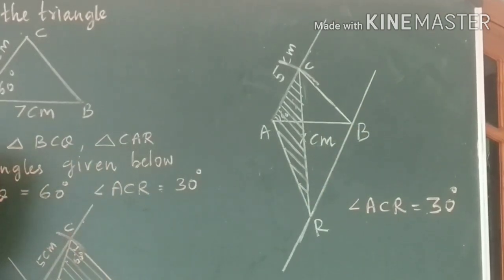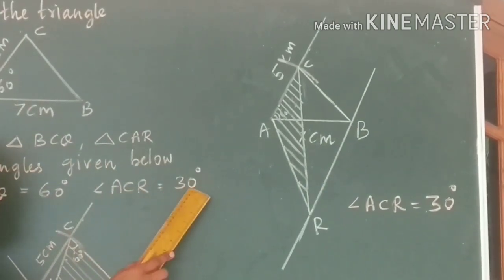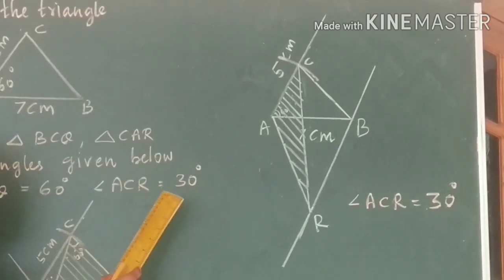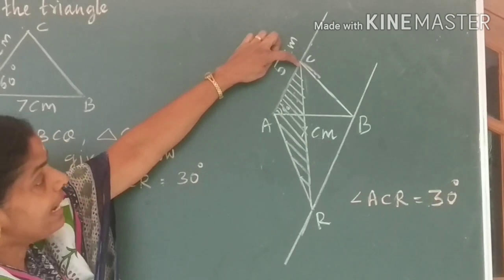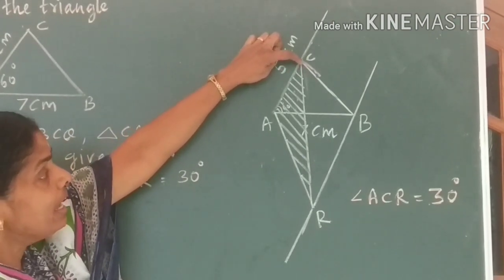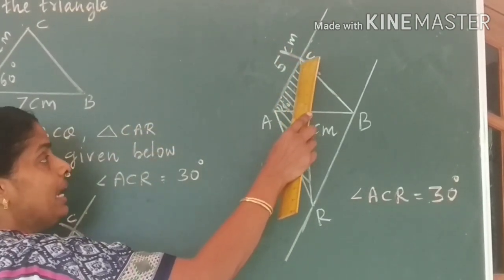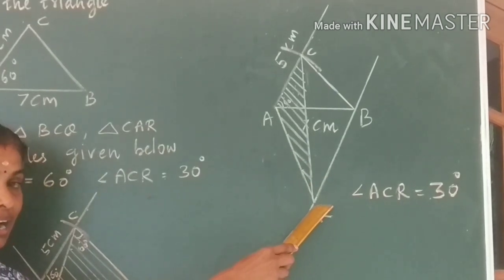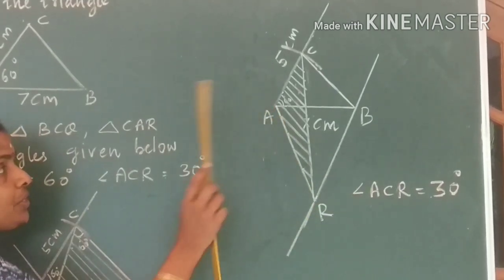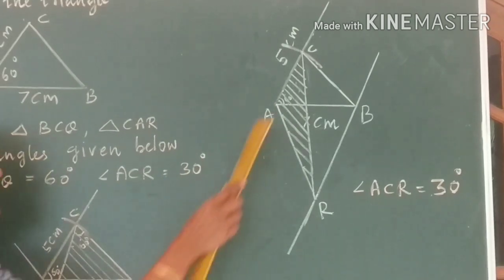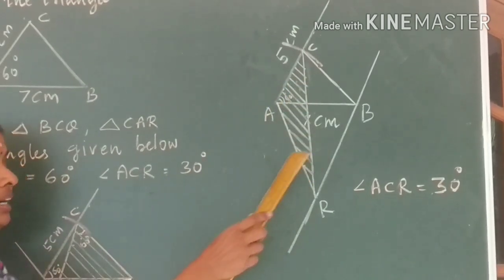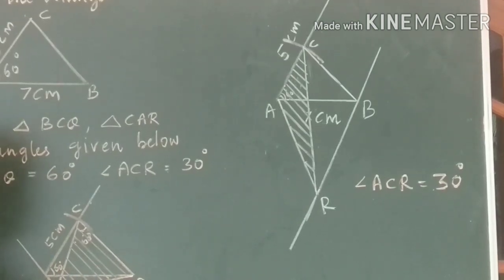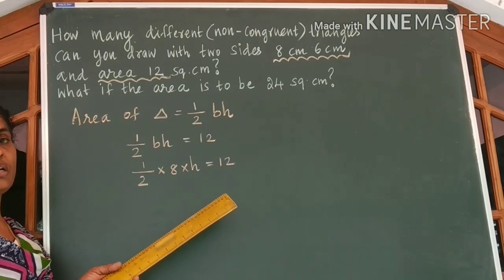After that, what you have to do? Measure angle 30 degree at C. So at C, I have measured 30 degree and I have drawn the line. It meets the parallel line at R. Join R to A. This shaded triangle is your answer. Hope it is clear to you. We will go to the next question.